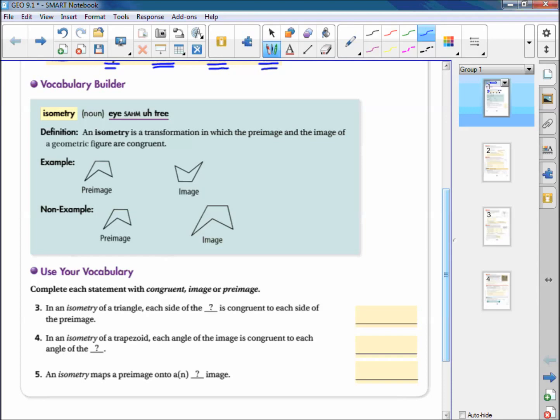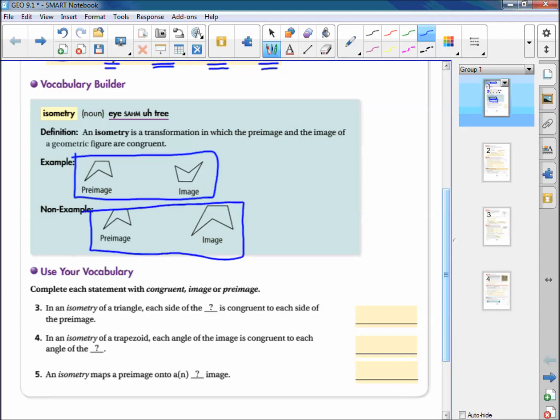So here's an example. These two shapes are congruent. And here's a non-example. These two shapes are not congruent. See how the size changed from the pre-image to the image. So an isometry does not change the size, it preserves size.